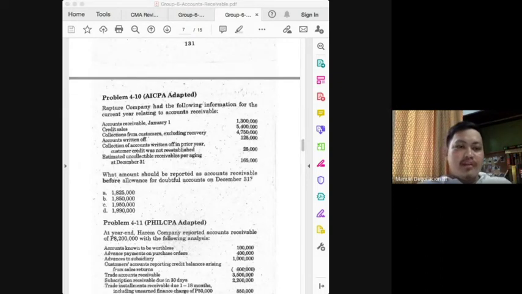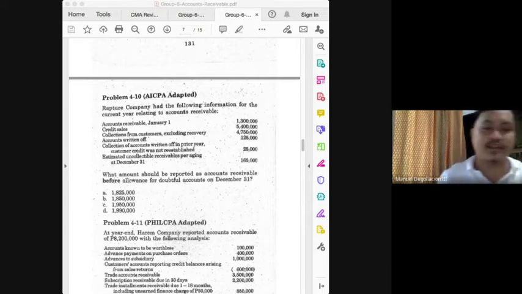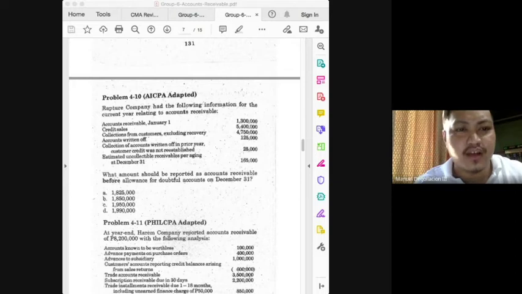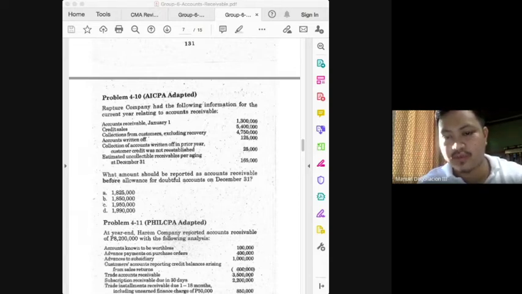Next, Rupture Company. In this problem, we are asked what amount should be reported as accounts receivable before the allowance for doubtful accounts on December 31. So let's go over the given in the problem first. Accounts receivable beginning, 1,300,000; credit sales. So this would tell us, class, that again we will have to solve for the ending balance of our receivables. Collections from customers excluding recovery, 4,750,000.